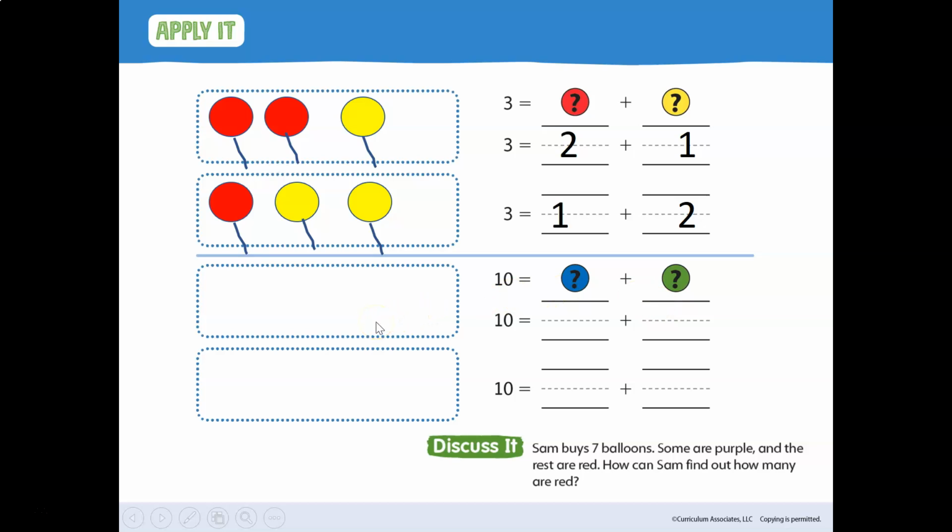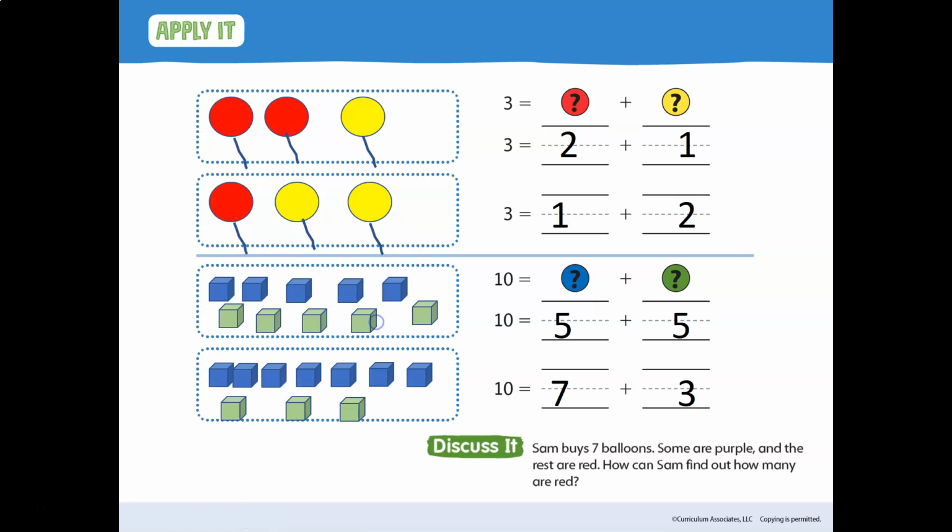All right, you should have solved that problem. Here I have 5 blue blocks and 5 green blocks equals 10. And another way I solved it is I have 7 blue blocks and 3 green blocks. You could have solved it in a different way. Go ahead and pause and tell your grown-up how you solved it.